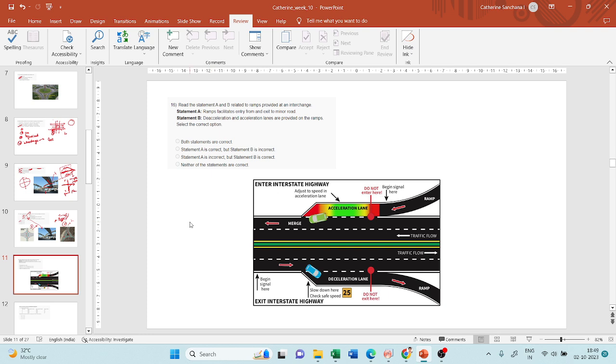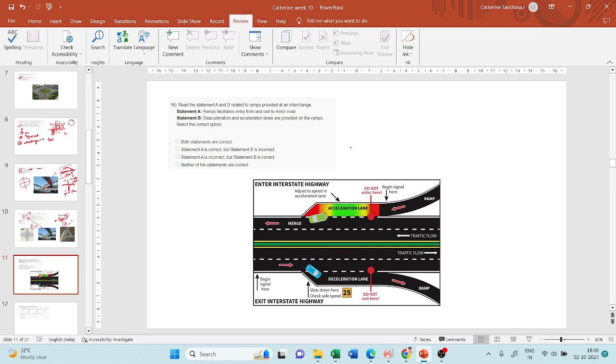So read the statements A and B related to ramps provided at an interchange. Statement A is: ramps facilitate entry from and exit to minor road. Statement B: deceleration and acceleration lanes are provided on the ramps. So let us first see the first statement.